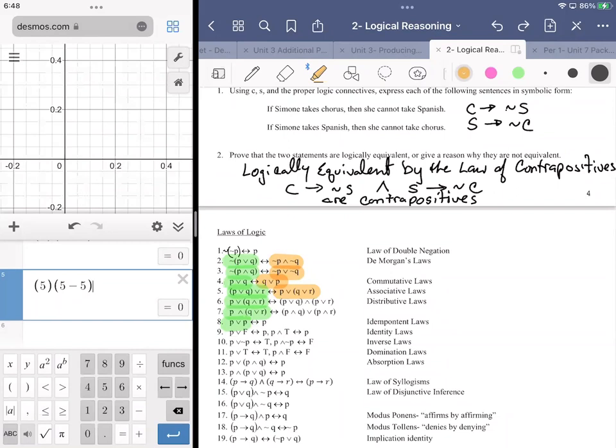Yeah, some of them are more obvious, like the commutative laws. I think that's pretty okay, because if I tell you that I am going to wear a blue shirt or a red shirt, and then I say I'm going to wear a red shirt or a blue shirt, I'm really saying the same thing, right? There's no reason to think otherwise.